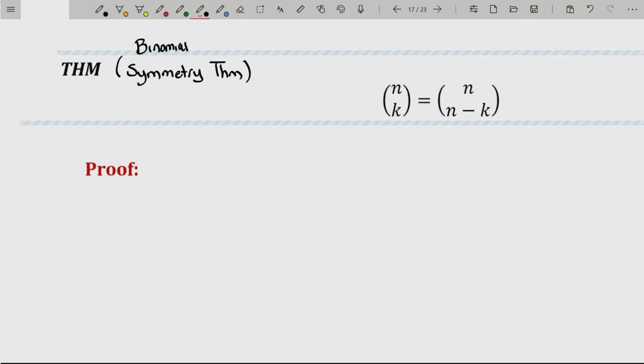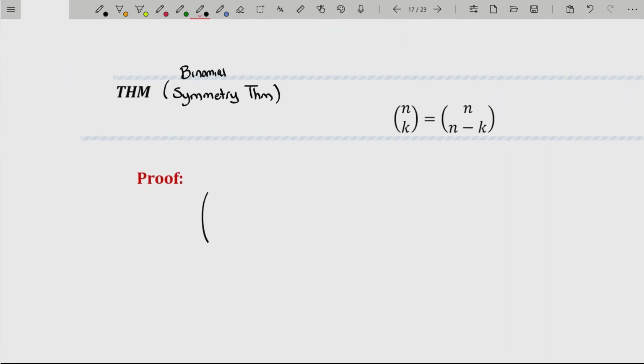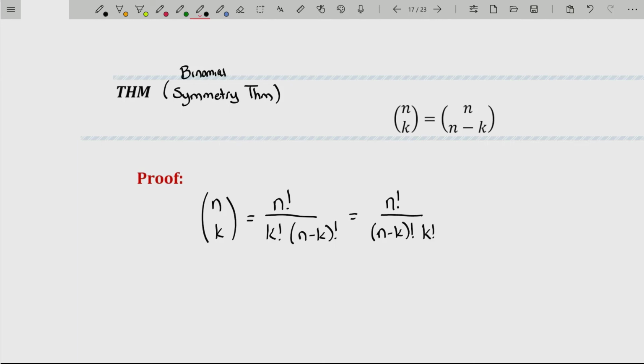All right, so let's go ahead and prove this theorem. It's a very fast proof. n choose k is equal to n factorial over k factorial times n minus k factorial by definition, which is the same thing as n factorial over n minus k factorial times k factorial, where all we did was use the commutative property of multiplication.